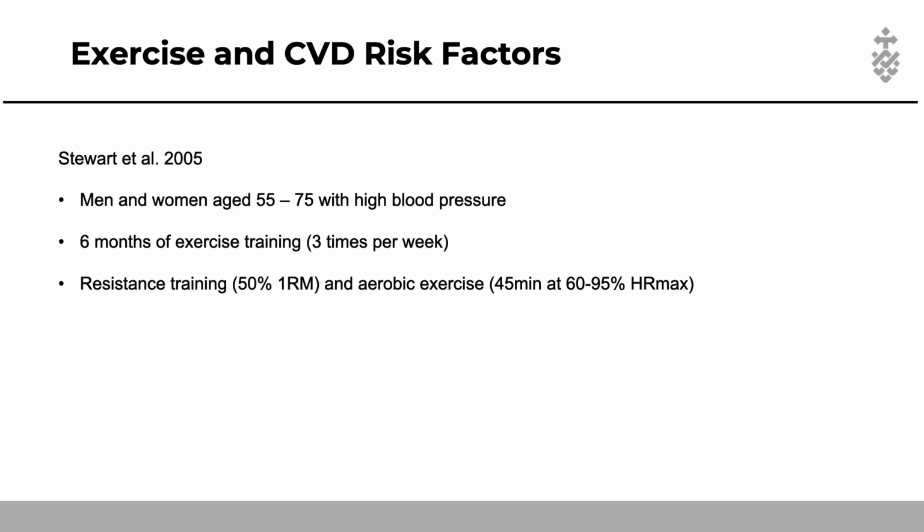They had to do 2 sets of around 5 resistance training exercises at 50% of their 1RM. So some moderate resistance training, followed by 45 minutes of aerobic exercise at an intensity of 60 to 95% of heart rate max. They had to do this training 3 times a week for 6 months in total. So 3 times a week, they had to go and do their little resistance circuit, and then go out and do their 45 minutes of aerobic exercise, 3 days a week for 6 months.